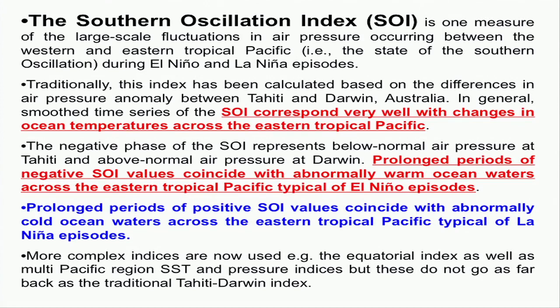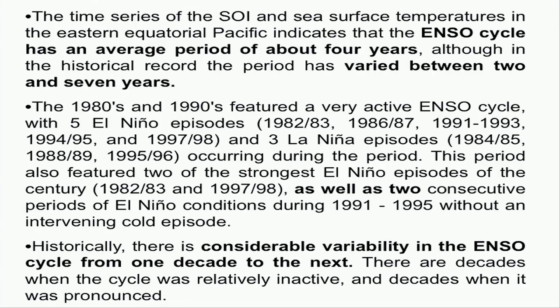The negative phase of the SOI represents below normal air pressure at Tahiti, and above, as we said, normal air pressure at Darwin. Prolonged periods of negative SOI coincide with abnormally warm ocean waters across the eastern tropical Pacific, typical of El Nino episodes. Prolonged periods of positive SOI values coincide with abnormally cold ocean waters. But do we see any patterns? Well, if we have a look carefully, you can see that the period seems to average around about 4 years. However, there's a lot of variation, typically from about 2 to 7 years.